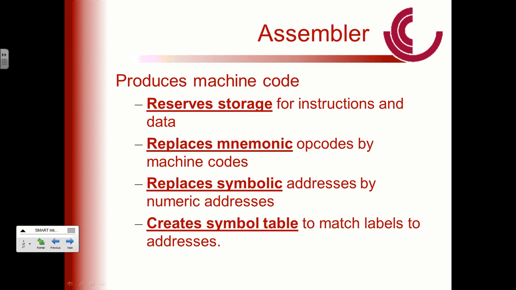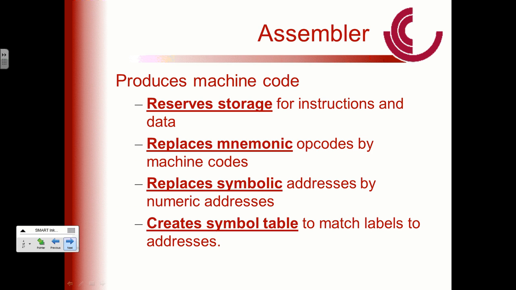Good. So the mnemonics are the human readable form of the machine code. It's like noughts and ones converted into letters that make a bit of sense. Symbolic addresses, if you remember, were memory addresses that were given labels to make them easier to remember. And the symbol table matches those labels to memory locations. So that's what the assembler does.